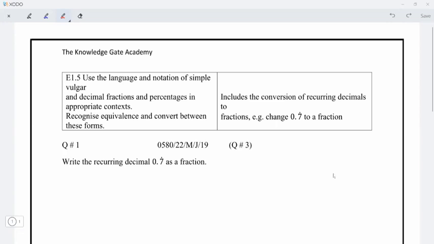Presenting recurring decimals as a fraction. This is our topic for today.